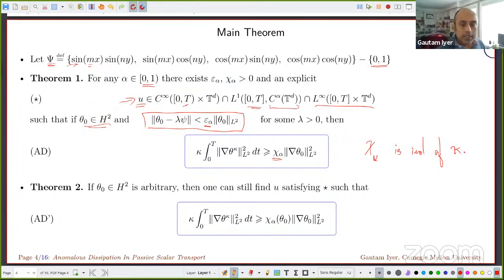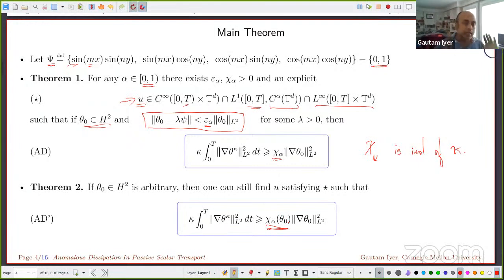So over here, this came with a second condition, right? Which is my initial data has to be close to pure harmonics. If my initial data is anything arbitrary in H2, I can still do it, right? The same velocity field works. It gives you anomalous dissipation, except the rate that you get over here depends on the initial data.